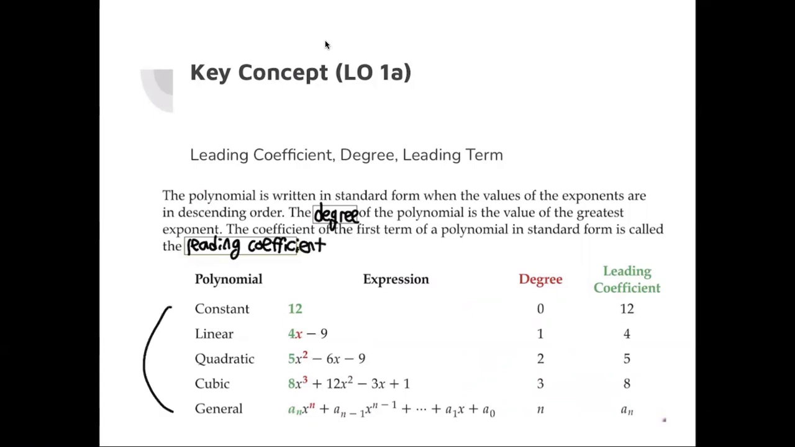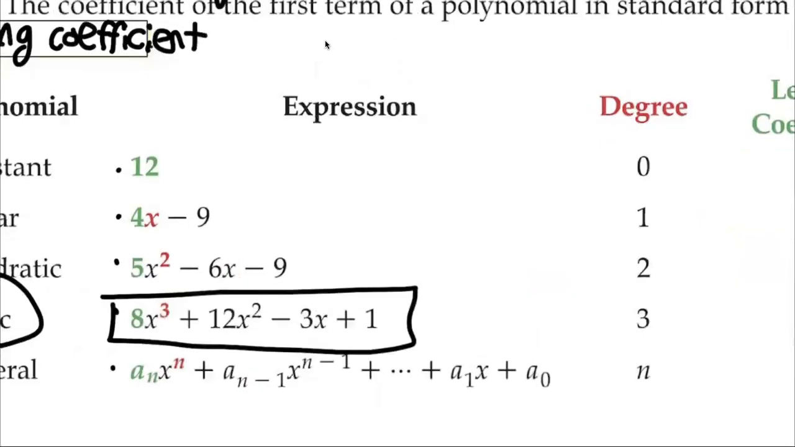So let's look, they're given various examples, right? Let's look at the cubic example, okay? So this cubic function has 4 terms, right? So it is a finite sum with 4 terms being added to each other.